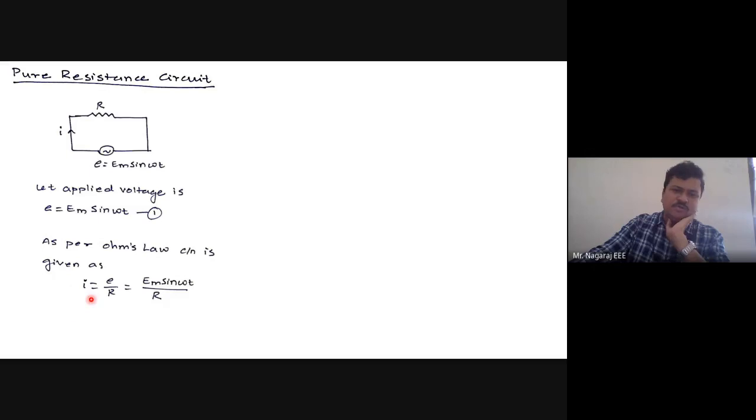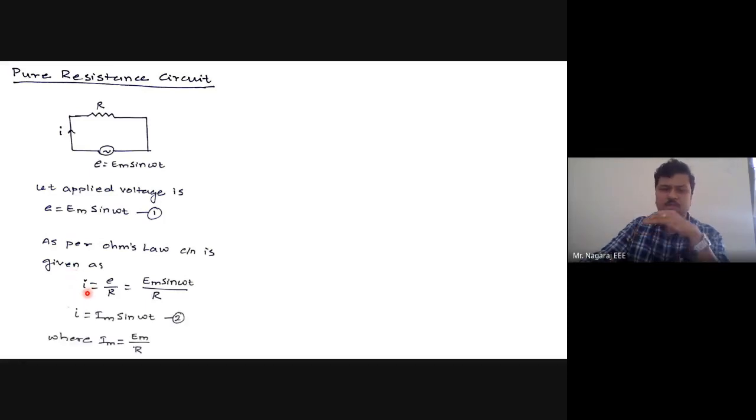Because I equal to something sin omega t. What is that something? We will look into it. When there is a sin omega t term in any equation, that equation represents a sinusoidal quantity. Therefore, this equation represents current, which is sinusoidal in nature and is given by I equal to Im sin omega t, and this Im I will write as Em by R. Maximum voltage by resistance gives maximum current because resistance remains constant.